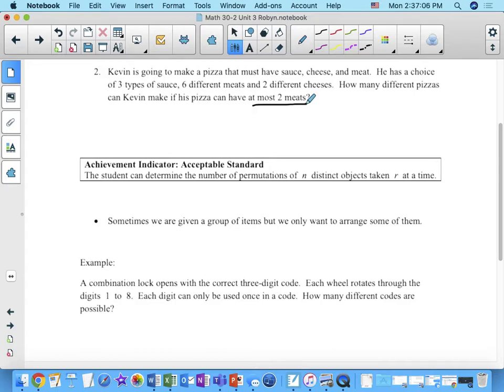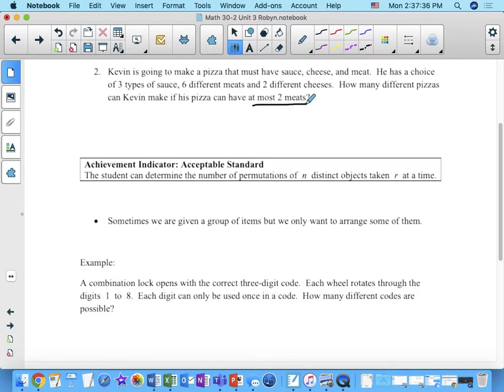1 to 2, because it says at the beginning that it's got to have sauce, cheese, and meat. Okay? If we were told that it didn't have to have a meat, then it would be 0 to 2. You'd be correct. But we're told that he's got to have sauce, cheese, and meat. So he can have 1 meat or 2 meats. Okay? Those are the 2 cases. Does that piece make sense?